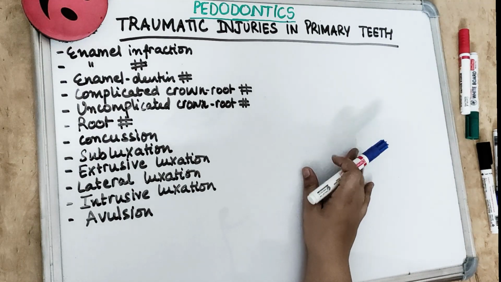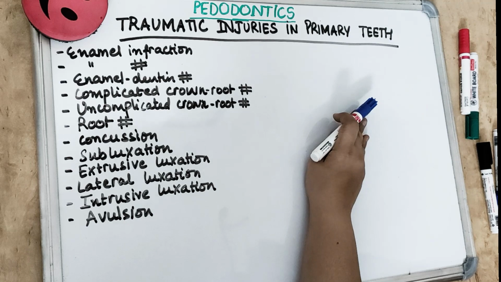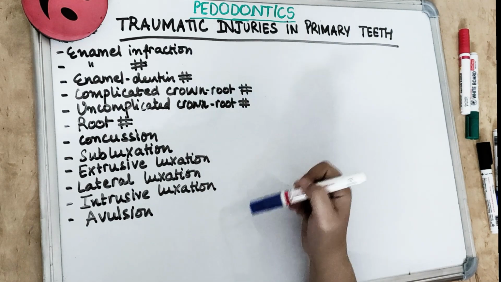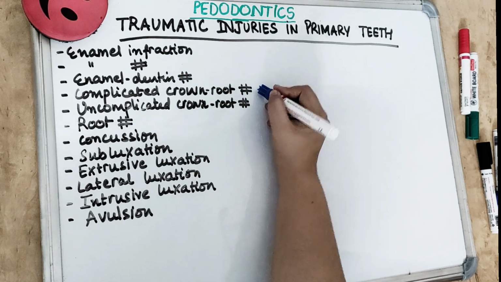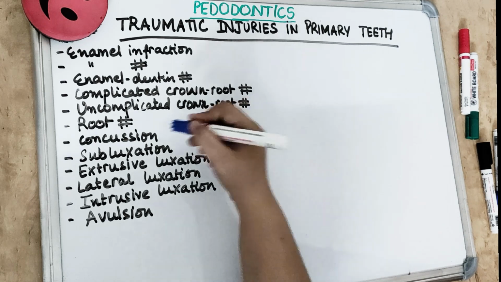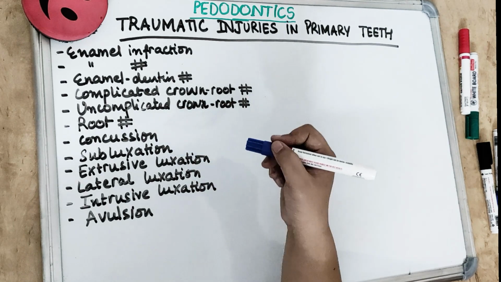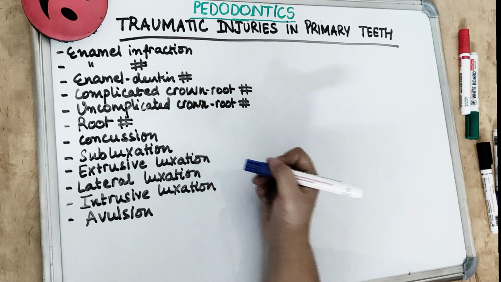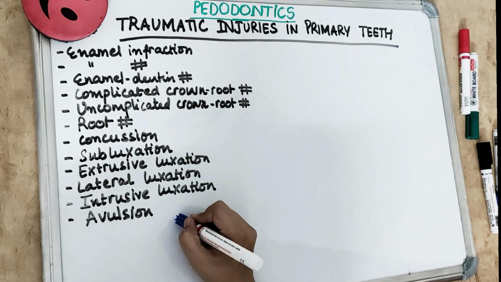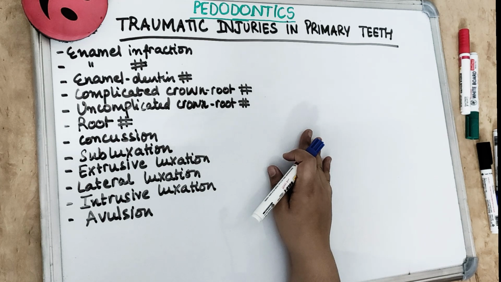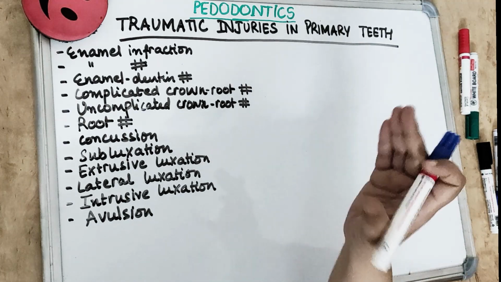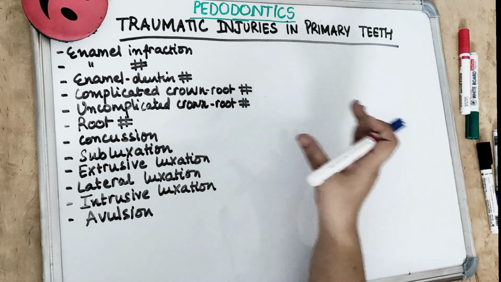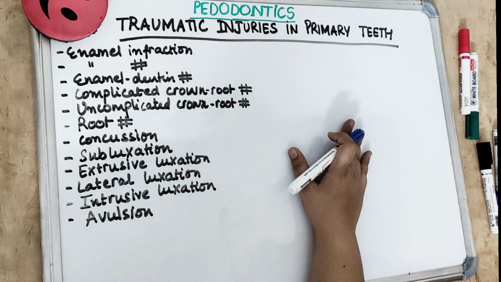And today we are going to be going over the most common injuries in the primary teeth. In today's lecture, we will understand these terms: the enamel fracture, enamel dentin fracture, complicated crown root fracture, uncomplicated crown root fracture, concussion, subluxation, extrusive luxation, lateral luxation, intrusive luxation and avulsion. And by the end of the video, you will know how to treat these injuries and what is the classification for traumatic injuries in primary tooth. So let's get started.